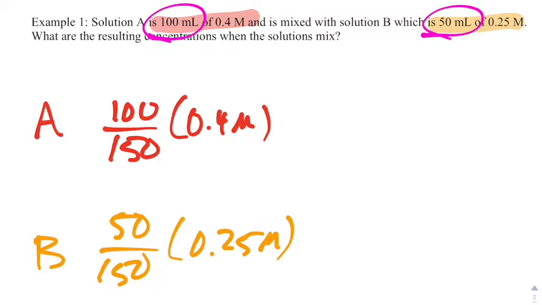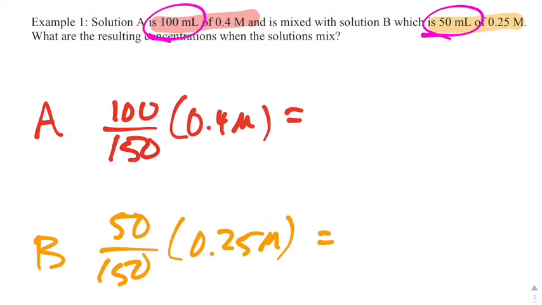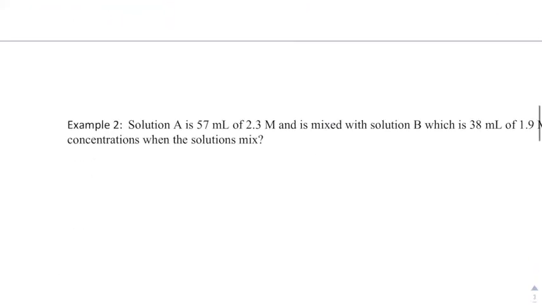If we continue with this process and just do the math, the first one turns out to be 0.267 molarity, and the second one turns out to be 0.0833 molarity, right? Sometimes these numbers can get really weird and wonky, but ultimately it's the same process. So we'll do one more.